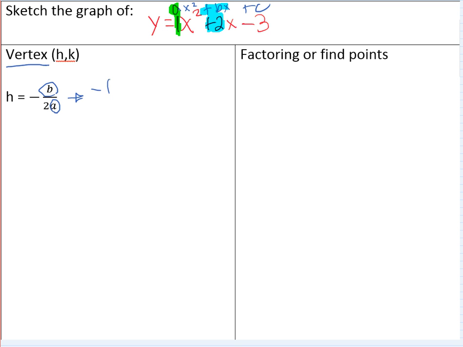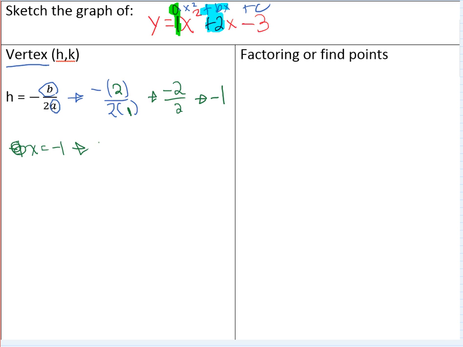So we have negative. Okay, we're going to plug in 2 for b and 1 for a. So negative of 2 is negative 2. 2 times 1 is 2. Negative 2 over negative 2 is negative 1. Then we're going to plug negative 1 in for x. So that's to say that x equals negative 1.